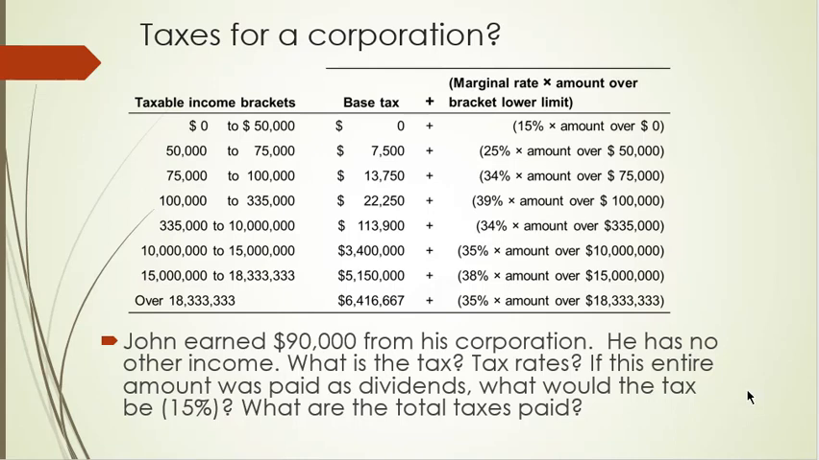So the idea here, or the illustration hopefully, is that corporations themselves don't necessarily pay higher taxes, but the owners of corporations pay substantially higher taxes because they have double taxation.